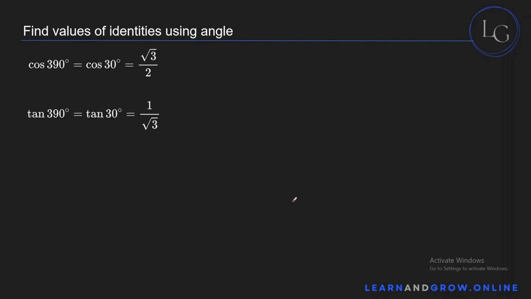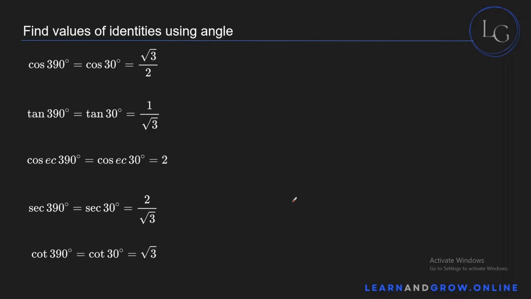So tan 30 is equal to 1 by under root 3, and cosecant 30 is just 2, because it is the reciprocal of the sine. Sine 30 was 1 by 2, so the reciprocal of that is just 2. So secant 30, the reciprocal of cos 30, is 2 by under root 3, and cotangent 30 is the reciprocal of tan 30, which is 1 by under root 3, so it is under root 3.